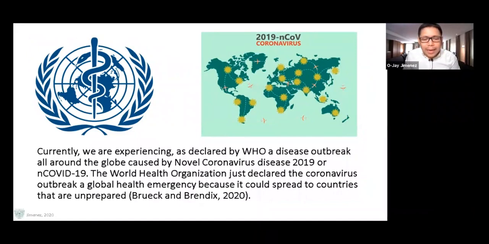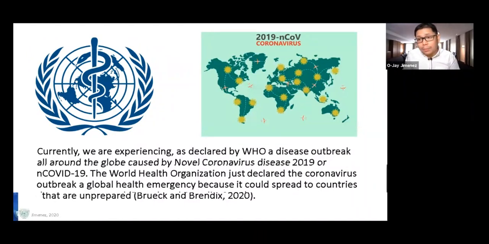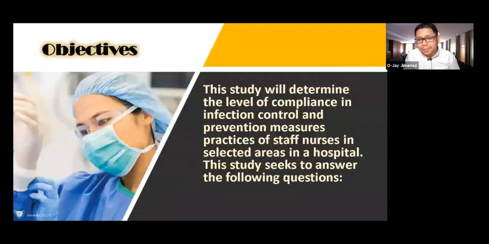Currently, we're experiencing, as declared by WHO, a disease outbreak all around the globe caused by nCoV. Previously, we called it nCoV. Now it's COVID-19. It's called a global health emergency because it could spread to countries that are unprepared. Well, if you can consider the Philippines unprepared, then so be it. So this study will determine the level of compliance in infection control and prevention measures, practices of staff nurses in selected areas in a hospital.